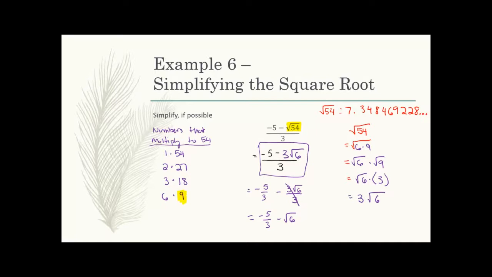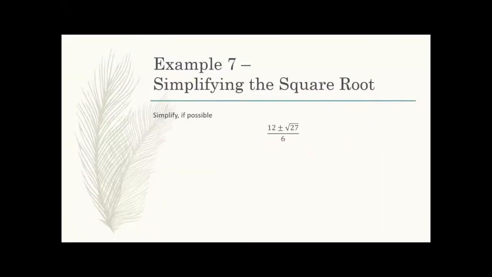Okay. So hopefully on my next example, I don't make a stupid math error. So here's an example where we have the plus and the minus, because this is what you're really going to see on the quadratic formula, is you're going to see a plus and a minus.